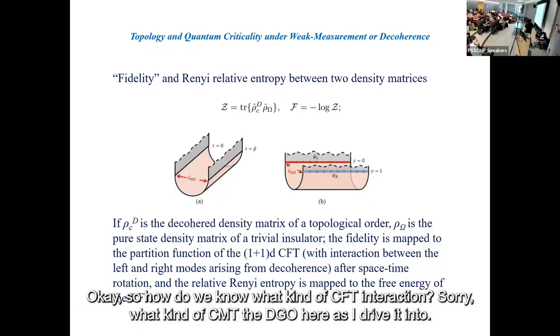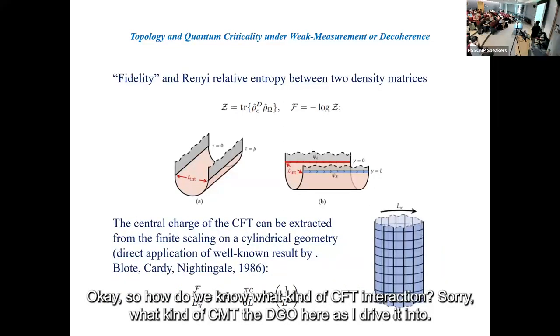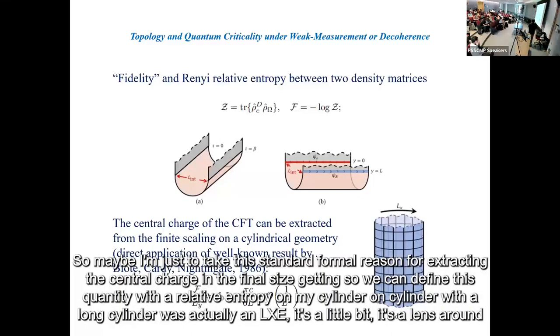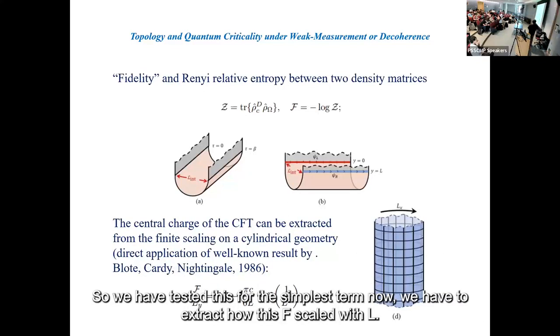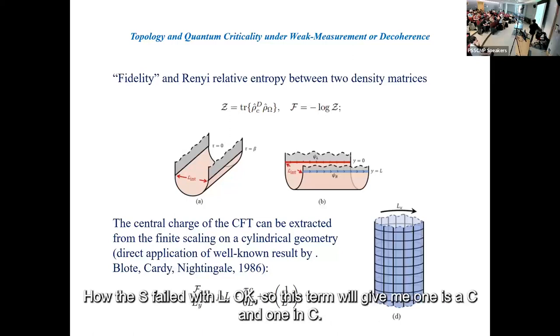So how do we know what kind of CFT the decoherence drives it into? We can just take the standard formalism for extracting the central charge in finite size scaling. We can define this quantity, this relative entropy, on a long cylinder, where L is the length around the cylinder. We can extract how this F scales with L, and this term will give me the central charge C.